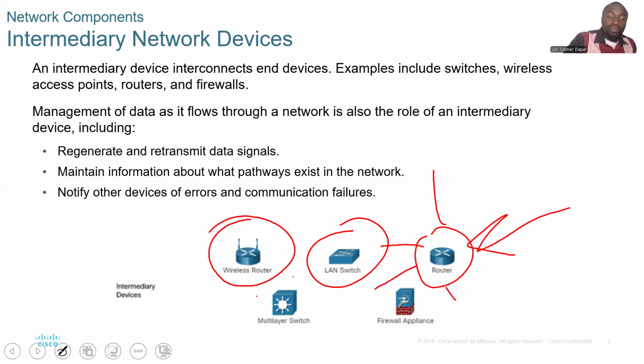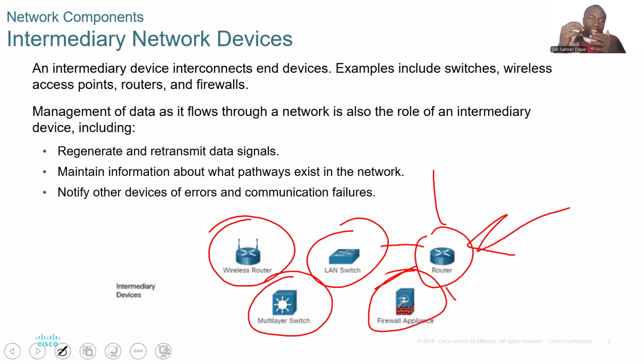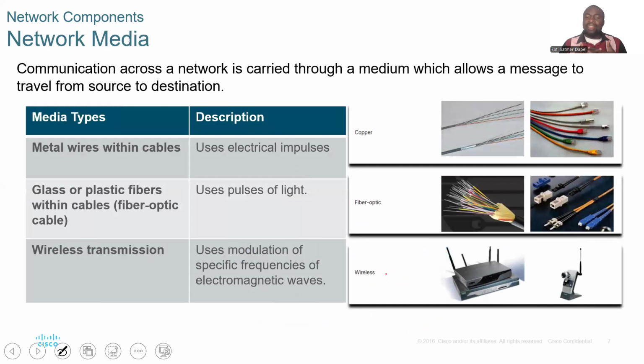forward the traffic. Then you have the multi-layer switch, which is actually like a switch, but it's called multi-layer because it works at two different layers, or more than one layer. We'll get to talk about what those layers are. Then you have what they call the firewall appliance. So you see, all these devices are not the source or the destination of your traffic. In most cases, they control the flow of the traffic. The traffic comes through them, and then they make certain intelligence decisions. They regenerate and retransmit the signal. They maintain the information about what pathway exists, and they notify other devices about errors and failures, and then they decide how the traffic moves and so on. So basically, that is their work.